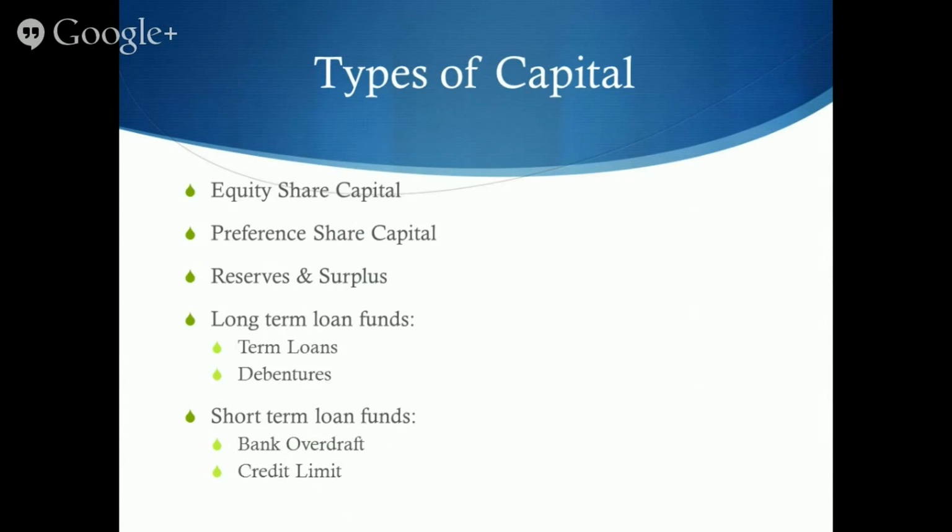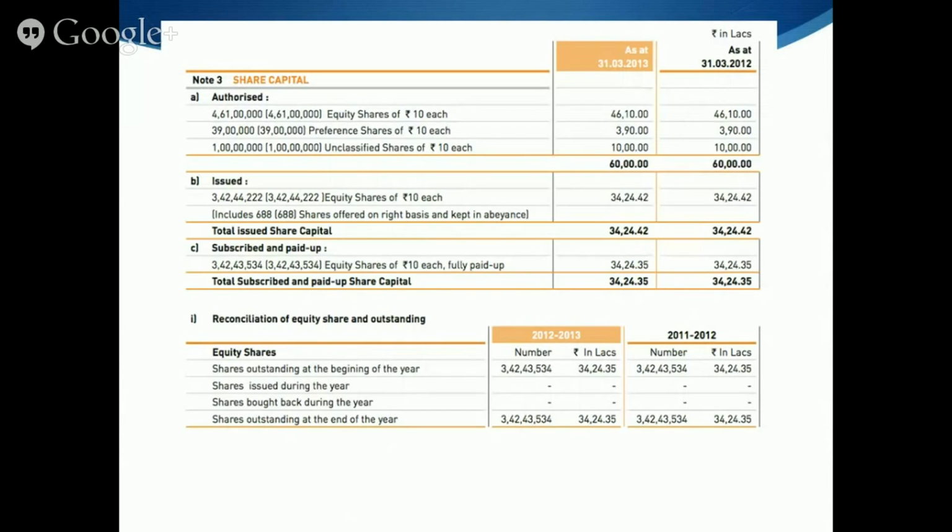Credit limit. Credit limit is a working capital loan which is given to the company or the business, and I'd like to take you through the various types of share capitals. As Rishabh had mentioned, there's equity share capital. This is taken from the annual report of C8 Limited. So C8 has an authorized share capital of rupees 60,000 lakhs, and the breakup is given as you can see.